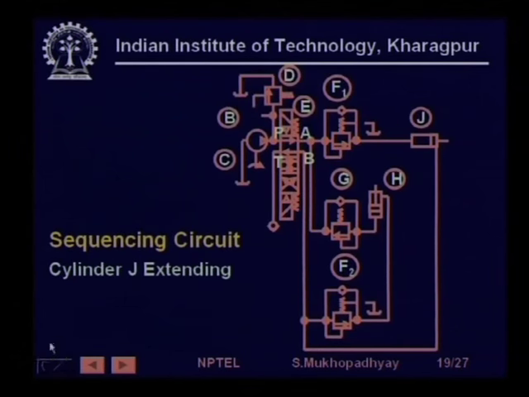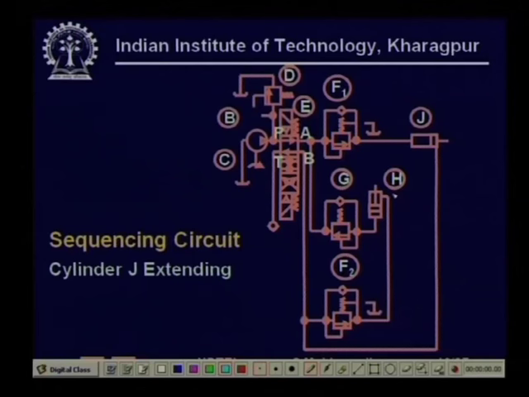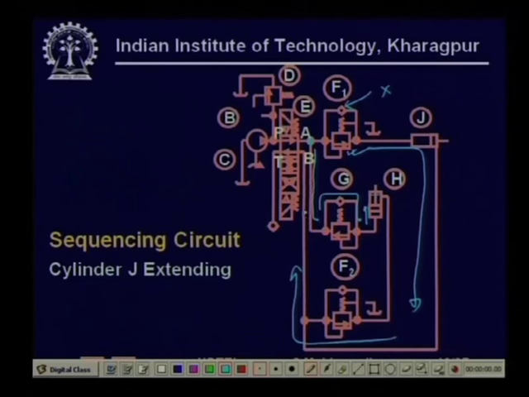So the moment it comes to a mechanical stop here, this pressure will now build up because there cannot be any further flow through this. Flow is stopped, so immediately this point rises to pump pressure. That will operate this valve, right? It cannot go through this at this point, so it goes through this and starts pushing valve J. So flow goes like this, like this, like this.